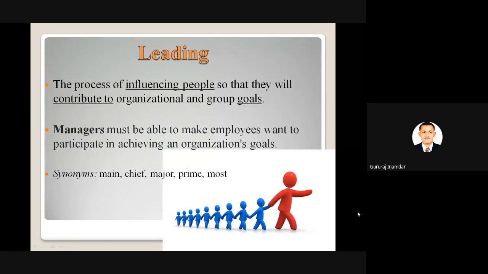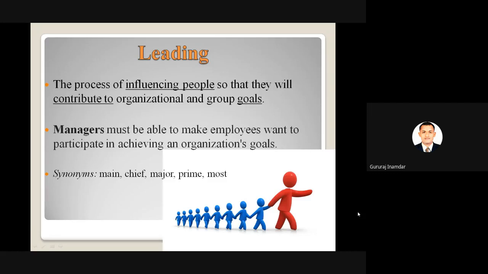What are the synonyms of leading? We have written the synonyms of leading here. What is actually leading? We can say the main person. If you consider an industry, there are a number of workers, so who is the leader? According to his qualification and degree, we can say that is leadership. Synonyms are main, chief, major, prime, most. We can say the main manager, chief executive director, CEO, prime minister, most important. These are the synonyms for leading.